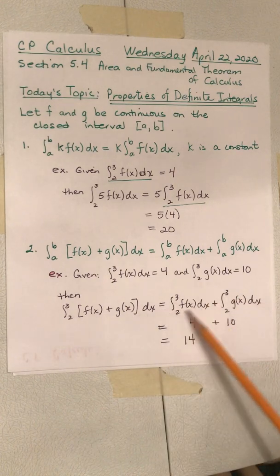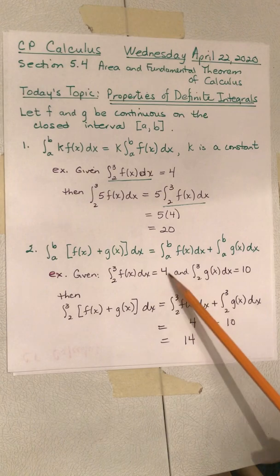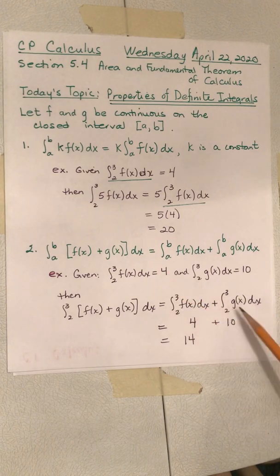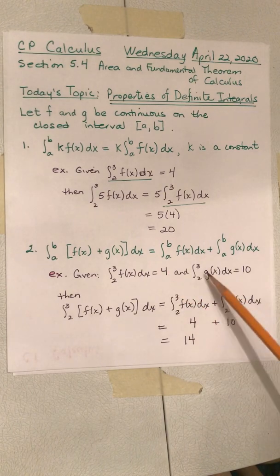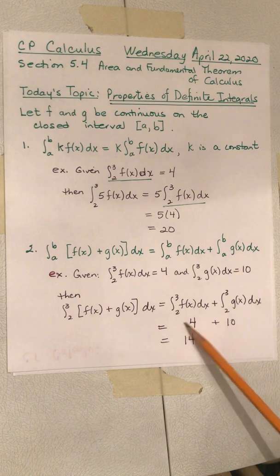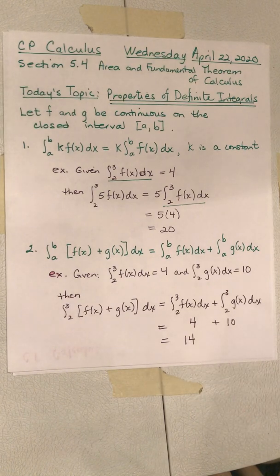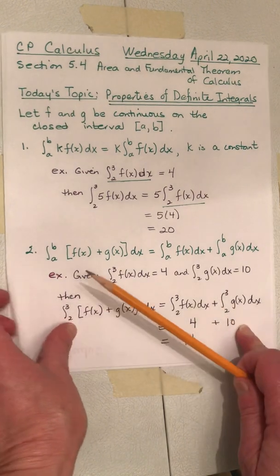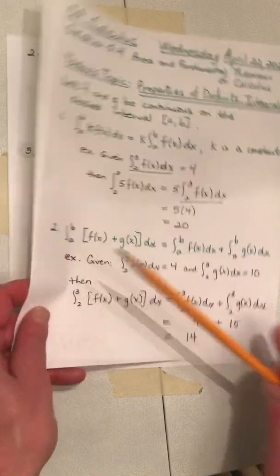And then we know that the integral from 2 to 3 of f of x dx was giving us 4, and from 2 to 3 of g of x dx, it's giving us 10. So it's just 4 plus 10, which is 14. All right, we've got a couple more to go. Let's see what we've got.